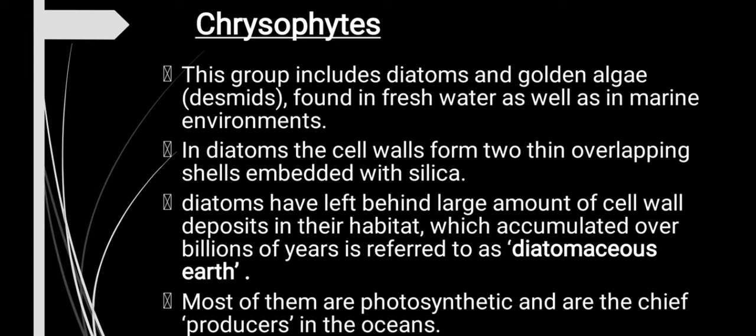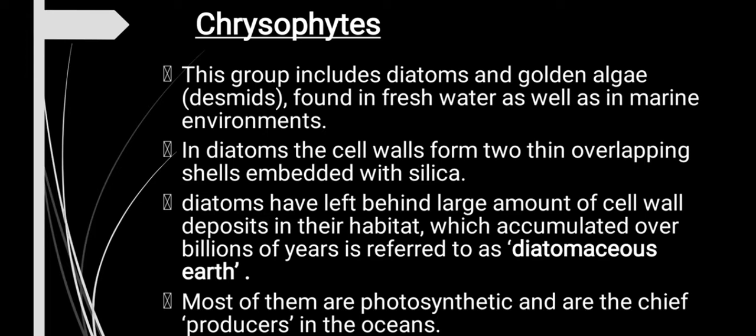In diatoms, the cell wall has a peculiar feature. The cell wall has two thin overlapping shells, and these overlapping shells fit into each other just like a soap dish. And these overlapping shells are embedded with silica, and that's a peculiarity of the cell walls found in diatoms.